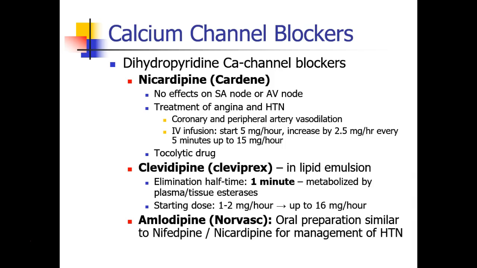Other calcium channel blockers that act primarily on the vasculature include nicardipine, or Cardene, which really has very little, if any, effect on the heart, and works primarily just on those smooth muscles in the peripheral vasculature. So this is used for treatment of angina and hypertension by causing coronary and peripheral artery vasodilation. And nicardipine is typically started at 5 milligrams per hour IV infusion, and you can increase it by 2.5 milligrams per hour every 5 minutes, up to a total of 15 milligrams per hour.